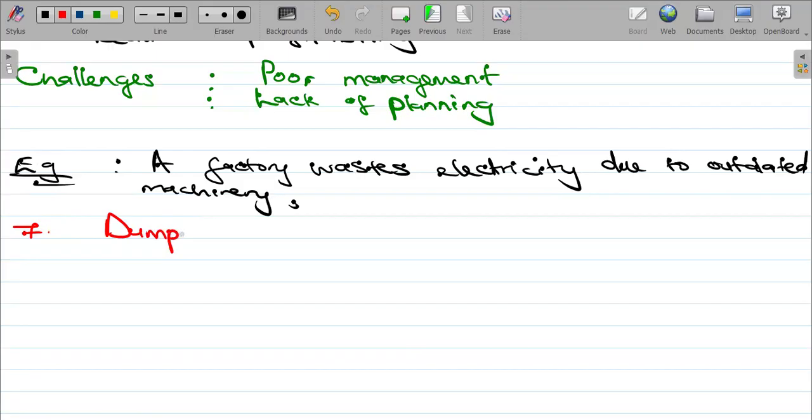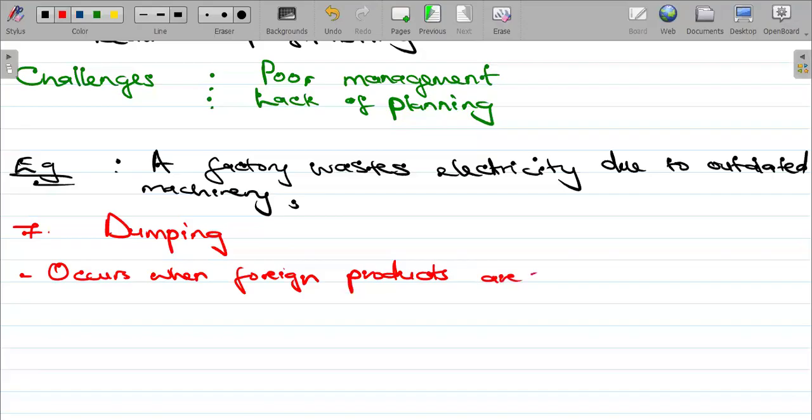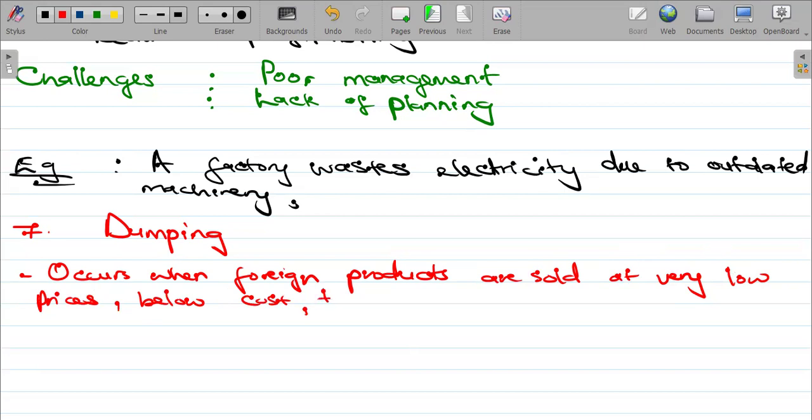Dumping occurs when foreign products are sold at very low prices, below cost, to destroy local businesses.